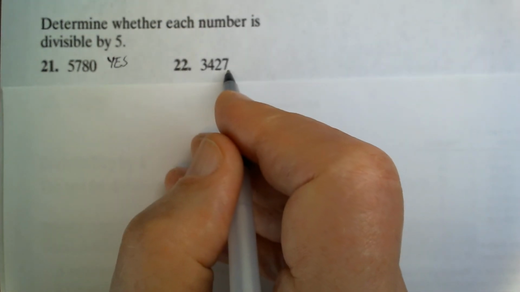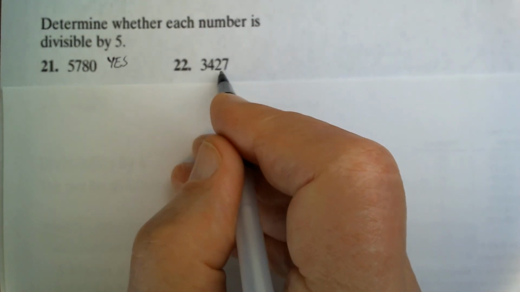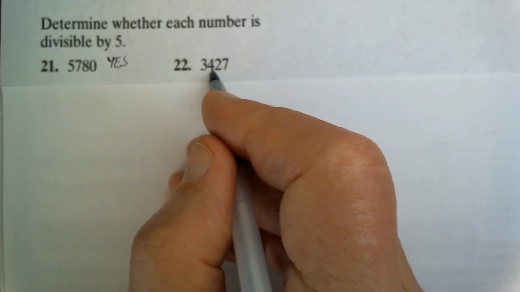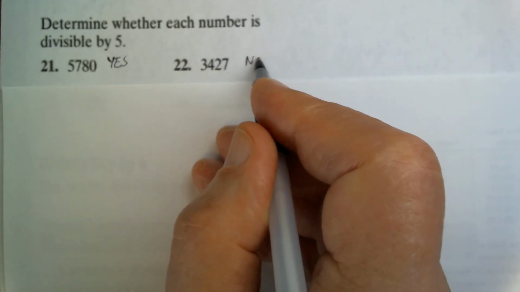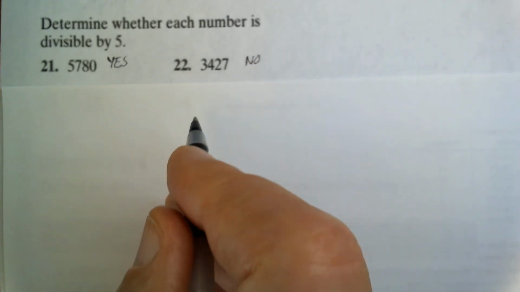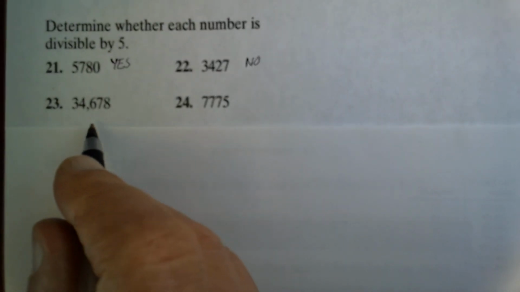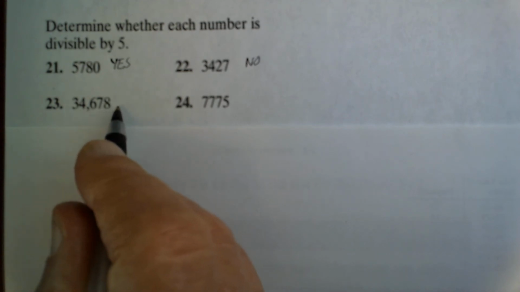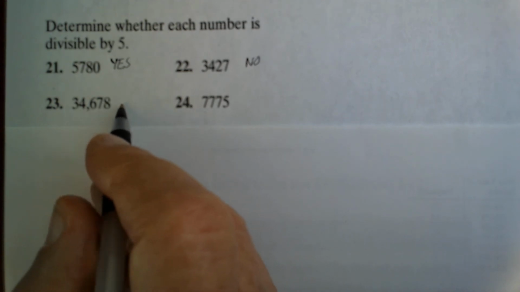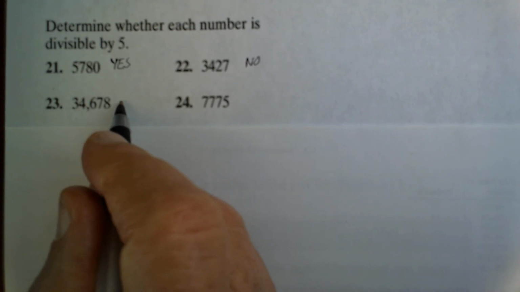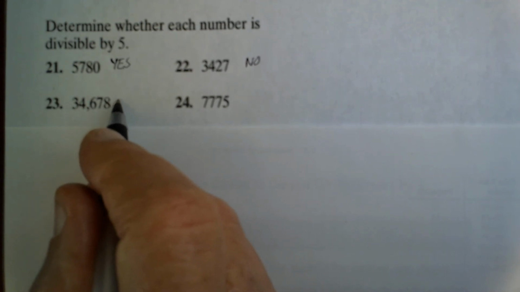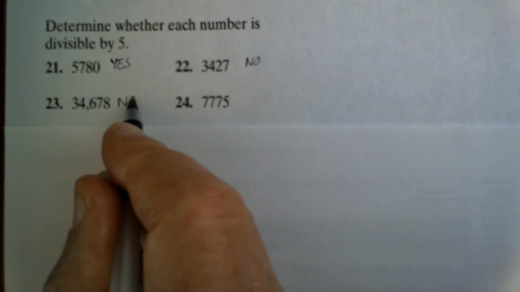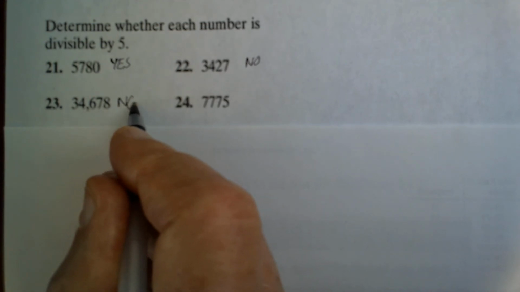The next exercise, the ones digit is a 7. And that tells us the number 3,427 is not divisible by 5. In exercise 23, the ones digit is an 8, and so for the number to be divisible by 5, it has to end in 0 or 5, and it does not. It ends in an 8. So this number, 34,678, is not divisible by 5.